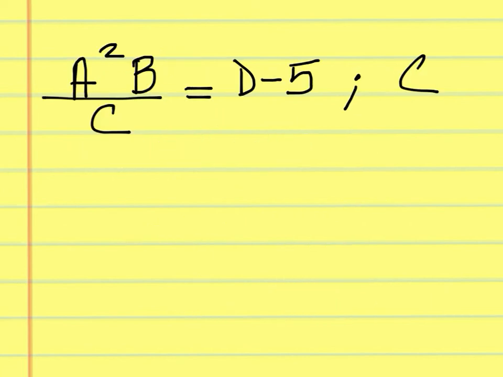We must get C by itself. And to get C off of the bottom of that fraction, you would have to multiply this side by C and this side by C.